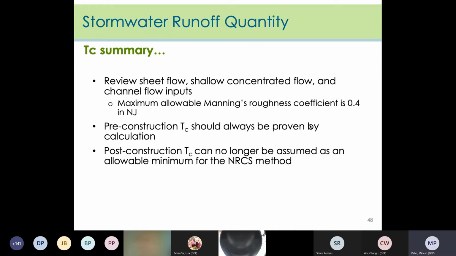In summary, the reviewer must make sure that the sheet flow, shallow concentrated flow, and the channel flow inputs are correct. They must make sure that the proper time of concentration was used with the corresponding method. They must check the pre-construction time of concentration calculations, and the reviewer must check the post-construction calculations as well.